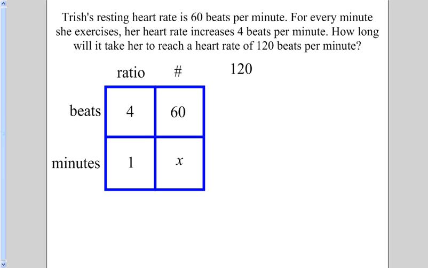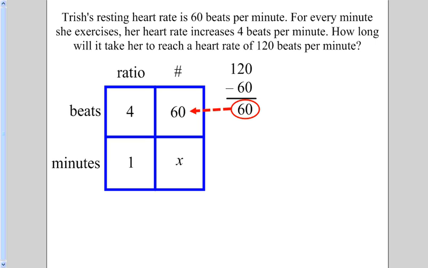So how much of a change is that? From 120 minus the resting heart rate of 60, that changes to 60 beats per minute change. And that's the change. That's the number that we're looking at over here. We want to find out how long does it take to go up 60 beats per minute from the resting rate of 60 to the top rate of 120 in this question. So that's where we get that 60 from.